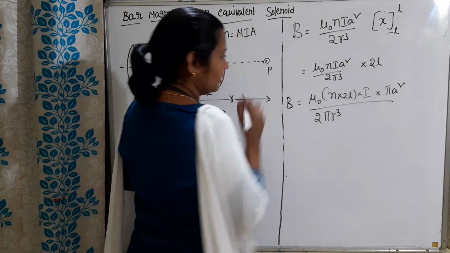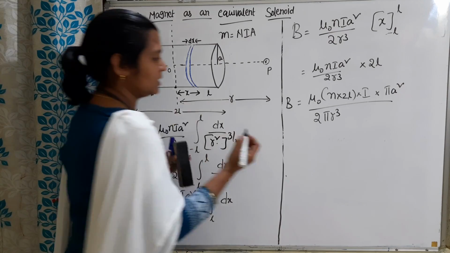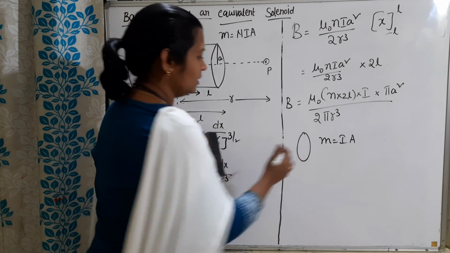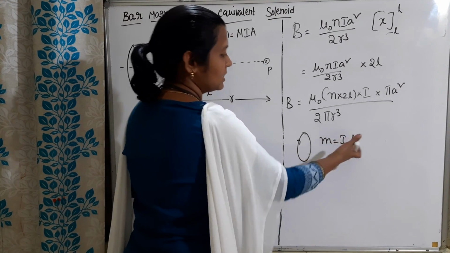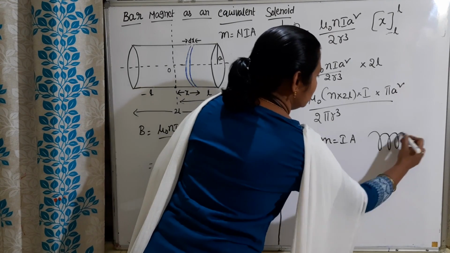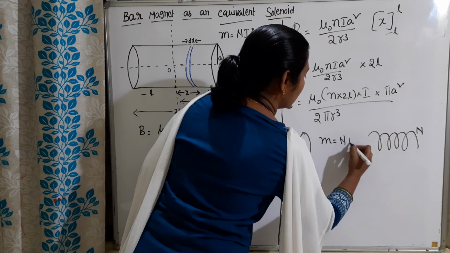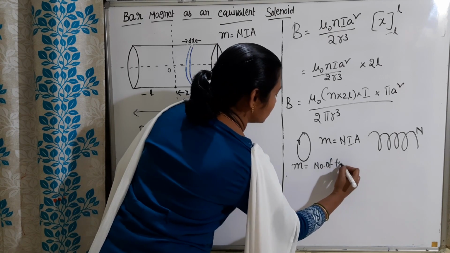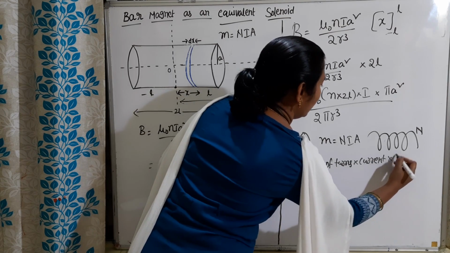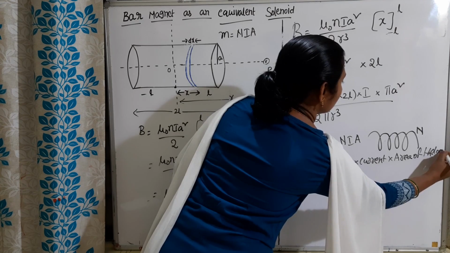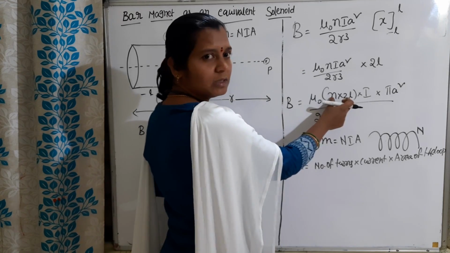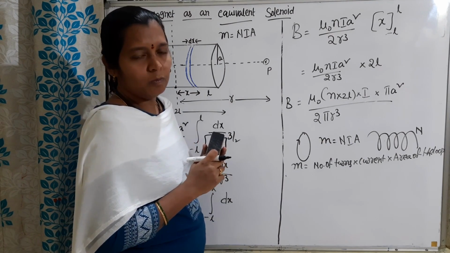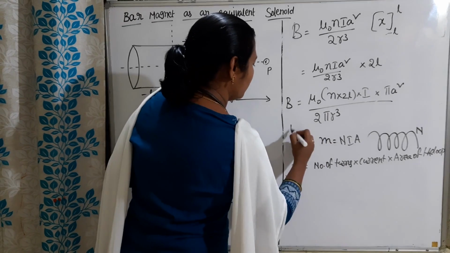So here is the magnetic moment of a solenoid. For a single circular loop, the magnetic moment is nothing but I into A. For a single circular loop, because of the current, it acts like a magnetic dipole, whose magnetic moment is given by I into A. But for N number of turns, the same magnetic moment will become N into I into A. It means that the magnetic dipole moment is the total number of turns into current into area of the loop. So see here, it is nothing but the total number of turns into current into pi a square. So altogether, this will become the magnetic dipole moment of the solenoid.